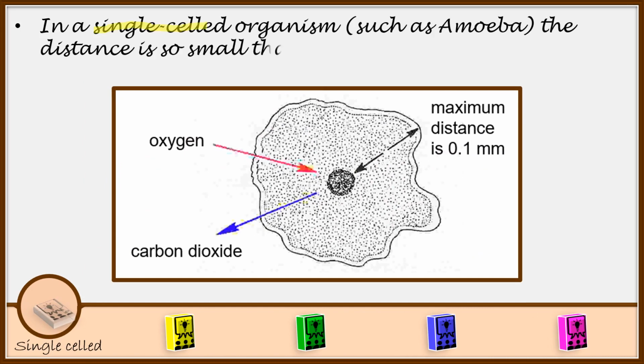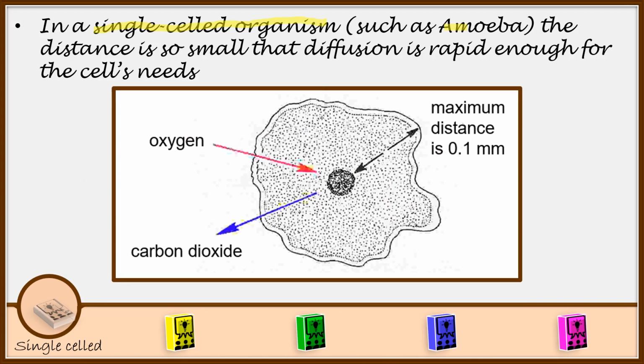In a single-celled organism like an amoeba, the distance is so small that diffusion is rapid enough for the cell's need. So when you look at the amoeba, it is a single-celled organism. It has only one cell, and the maximum distance from the cell membrane to the center of the cell is 0.1 millimeter.